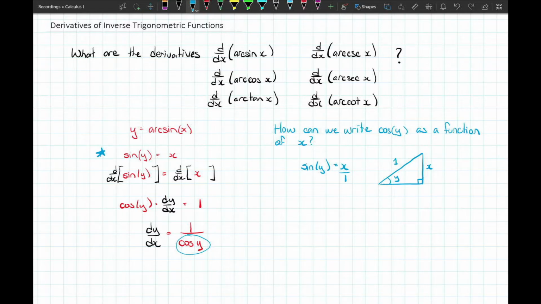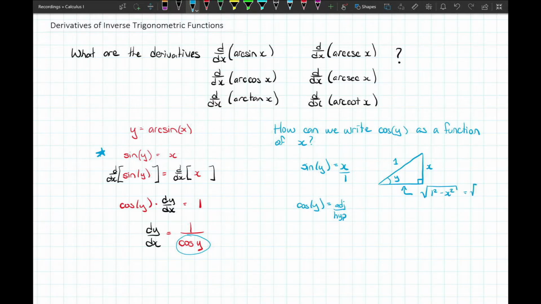By looking at this triangle, now that the sides are given in terms of x's, we should be able to state the value of cosine y in terms of x's. Cosine of y is a different ratio. It's going to be the adjacent side divided by the hypotenuse. We already know the hypotenuse has a length of 1. We just need to find the length of the adjacent side, and that can be done using Pythagorean's theorem. The adjacent side squared plus x squared must equal 1 squared. That means the adjacent side must be the square root of the hypotenuse squared minus the opposite side squared.